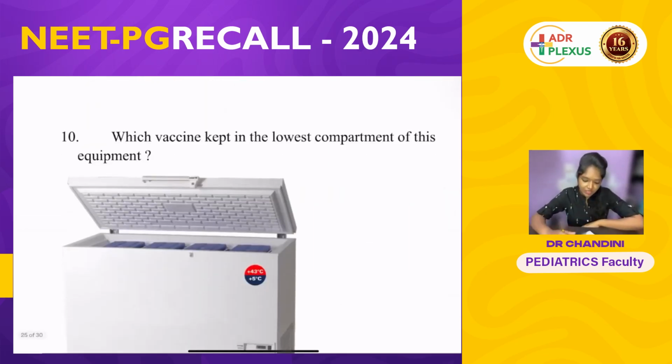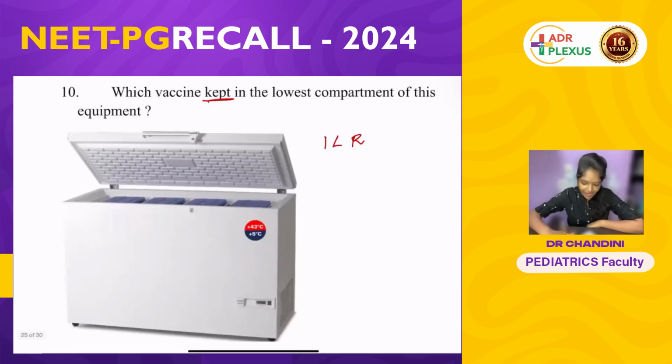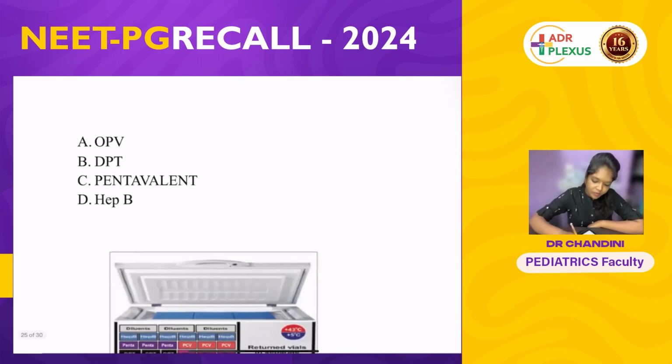Yes, another question. They've given an image of ILR, ice-lined refrigerator, and they've asked which can be kept in the lowermost compartment of this equipment. And this we have already discussed in class. So what are the options given? OPV, DPT, pentavalent, hepatitis B.